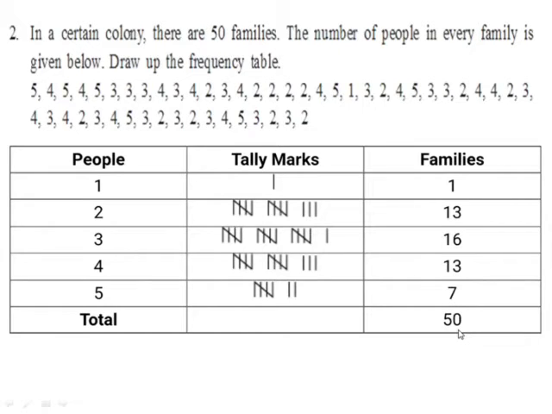That is, in all it is 50. Here the total frequency is 50, that is, capital N is equal to 50. If you look at the given information, the information is given about 50 families that we have got here.